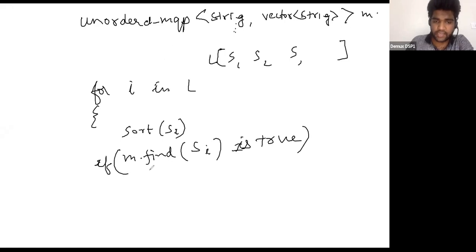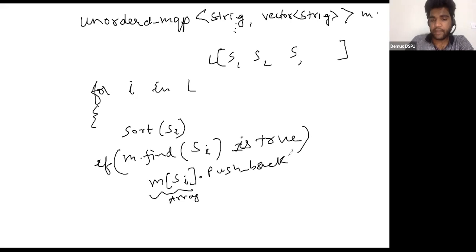then what I will do is I can simply insert. So M of SI will give me the value, right? So I can just insert. So M of SI is an array. I can do M of SI dot push_back SI. Not SI, the unsorted version of SI. Let's say SUI. And if it is not found, then what I can do is I can create an array here.